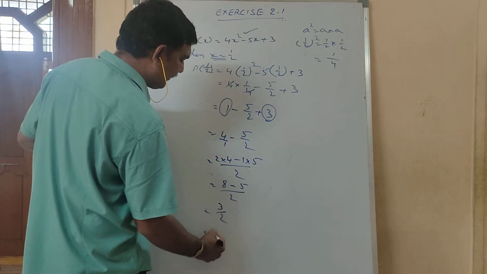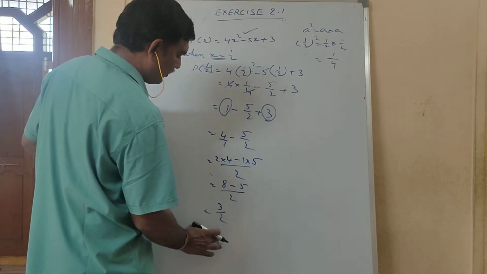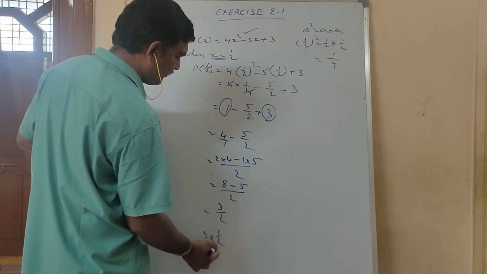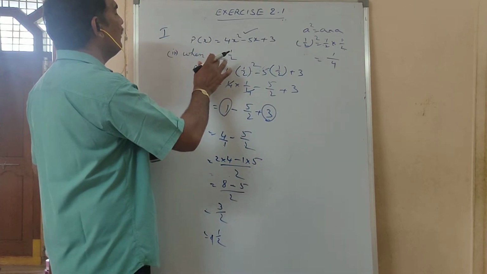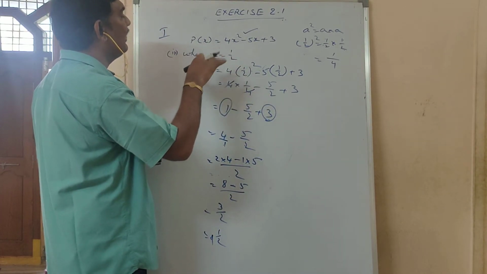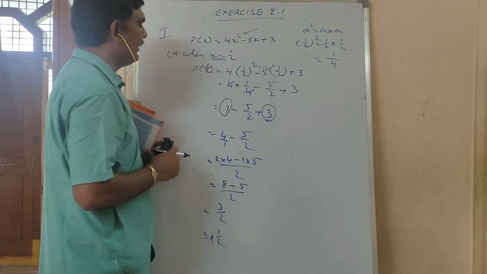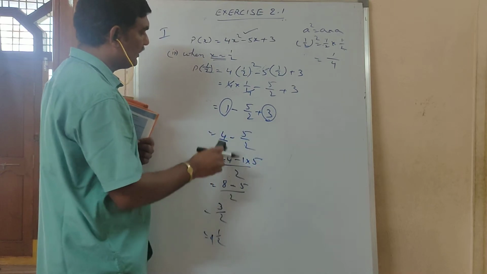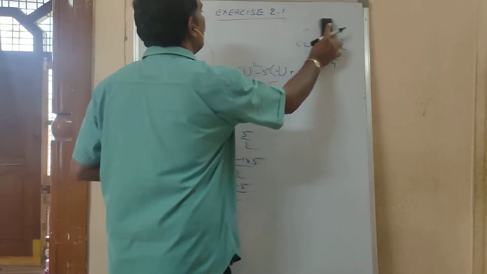3 by 2 in mixed fraction is 1 1 by 2. So you found the value of this polynomial when x is equal to 1 by 2. So LCMs are most important. Now we will go for the second problem in 2.1.